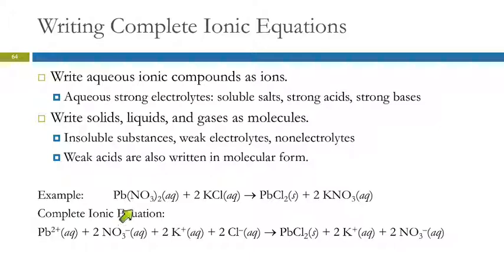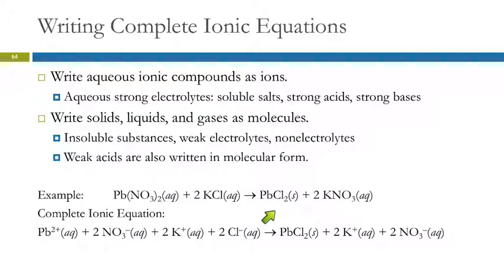So here's our example: lead nitrate and potassium chloride reacting to form lead chloride and potassium nitrate. This first one, lead nitrate, is a soluble ionic compound, and so we write the ions individually. We've got Pb 2 plus. We know the charge on lead because of the charge on the nitrate ions, and we have 2 nitrate ions. So when we separate this, we end up with 2 nitrate ions. Here we have KCl, and there's 2 formula units of that, and so we end up with 2 potassium ions and 2 chloride ions.